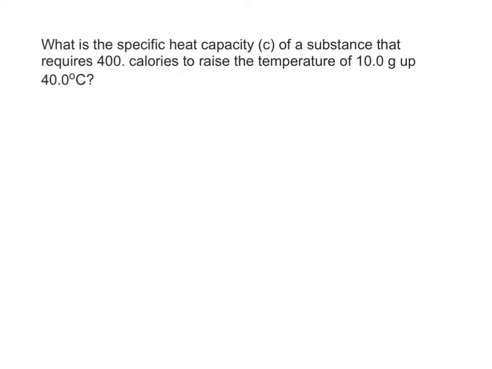Okay, for this next one, the question says, what is the specific heat capacity of a substance that requires 400 calories to raise the temperature of 10 grams up 40 degrees Celsius? So again, my attack here is to go in, figure out what I have. So it's asking for the specific heat capacity, which is C. So that we need to get. Okay, 400 calories. Again, if you see calories, that's Q. You see 10 grams here, that's M. And I see up 40 degrees, which is delta T.